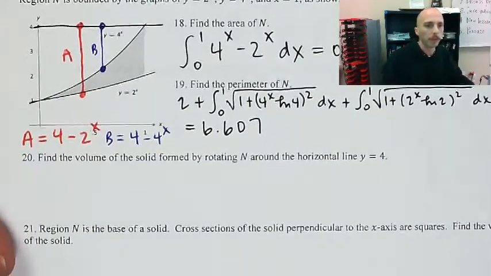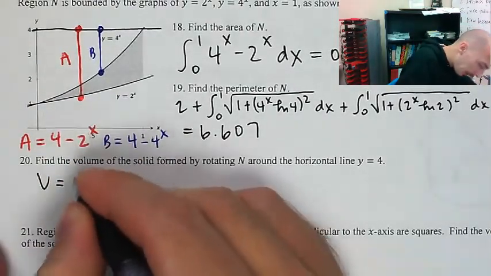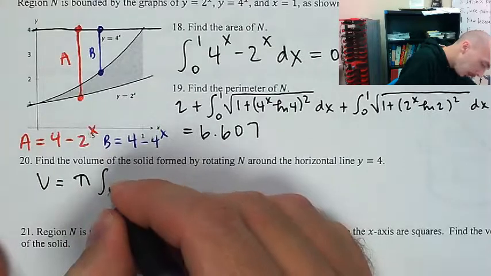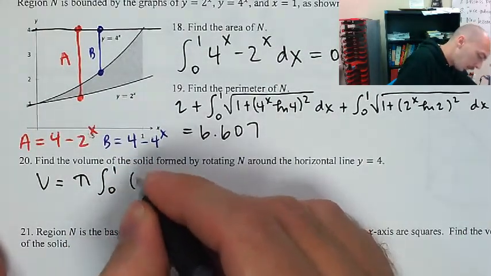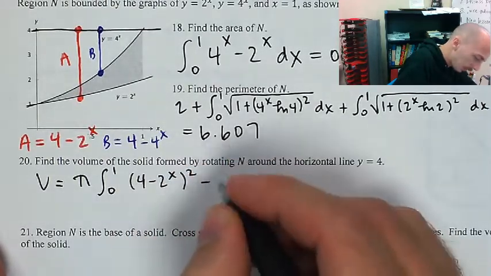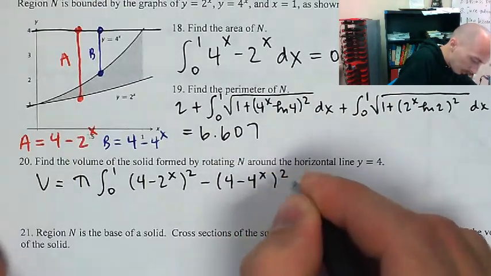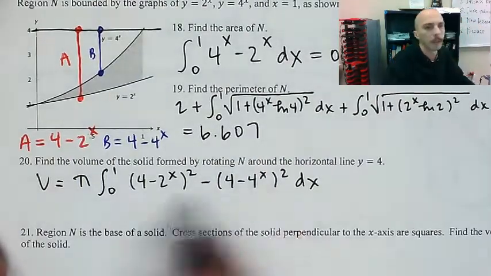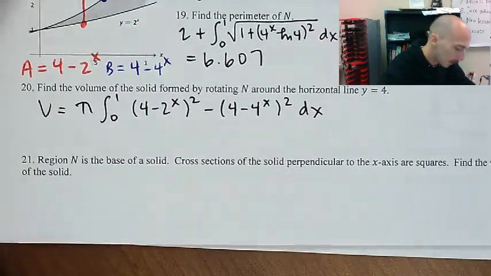Okay. Find the volume of the solid formed by rotating N around it. So we know that volume is going to be pi times the integral from, in this case, x equals 0 to x equals 1, large radius squared minus small radius squared dx. And that's something that I would trust you to run through the calculator, but I'm not going to have time to do that right now.